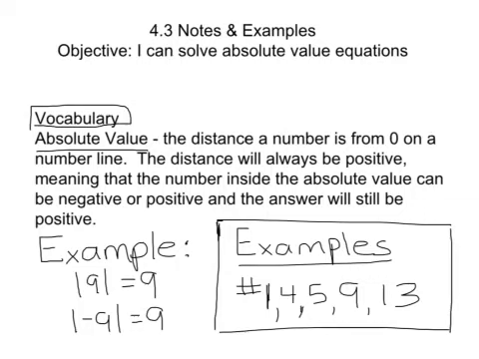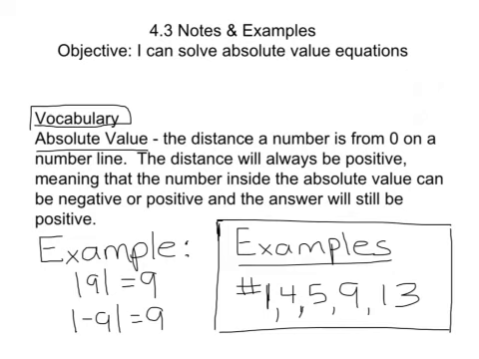Okay, this is 4.3 Notes and Examples, and our objective today is to solve absolute value equations. Remember that absolute value is the distance a number is from zero on a number line. And distance is always going to be positive, meaning that the number inside the absolute value can be negative or positive, so that you'll have a positive distance. For example, the absolute value of 9 is 9, but the absolute value of negative 9 is also 9, because negative 9 is still 9 units from 0.